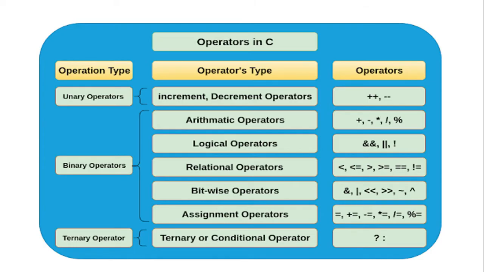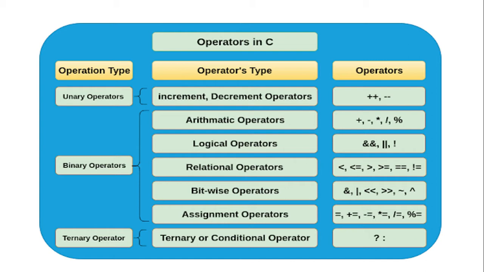The first column represents the operation type, and the second one is the operator type and the operators. The operation types are unary, binary, and ternary. So I can classify the operators into different types. Unary means a single operand, single data operand. Binary means two operands are used to perform the operation. Ternary means three different operands are used in the operation.